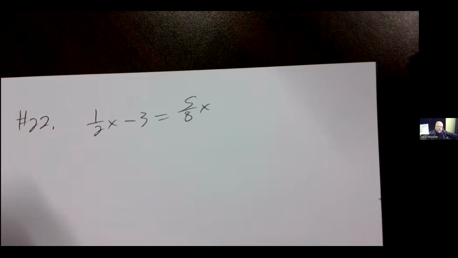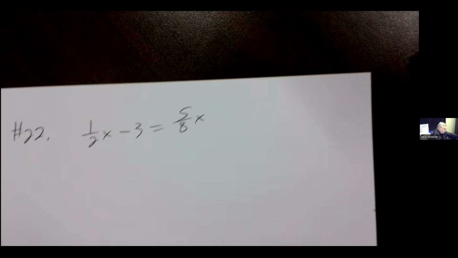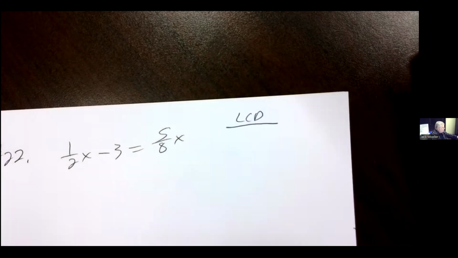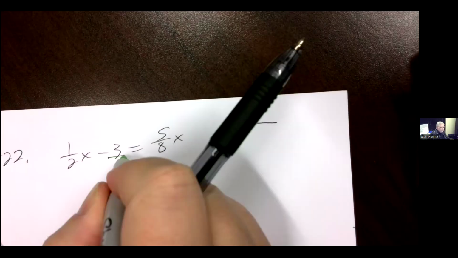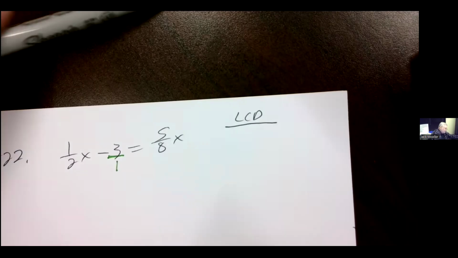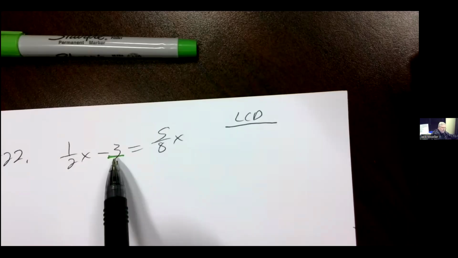So hopefully you remember clearing the denominator. You're going to multiply everything by the LCD. So what is the LCD? Oh, and the other, make sure if you have something that's a whole number, put it over one, please. Because I find that students that don't put that over one tend to make more mistakes on this problem because they tend to forget to multiply that by the LCD. But every single term has to get multiplied by the LCD.